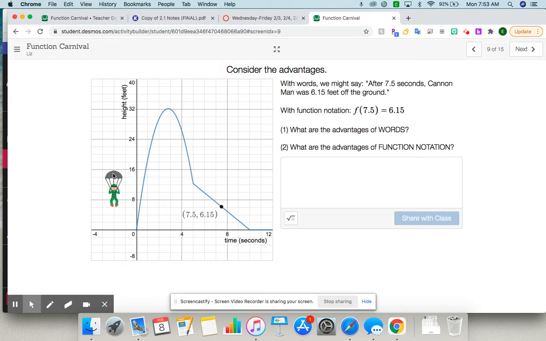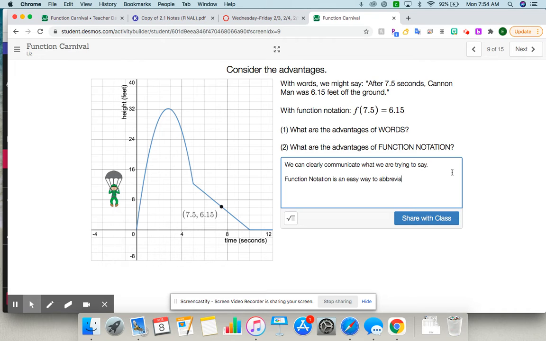We can consider the advantages of function notation. In terms of advantages of words, we can clearly communicate what we are trying to say. In this case, after 7.5 seconds, Cannon Man was 6.15 feet off the ground. However, function notation is an easy way to abbreviate this same statement and allows us to easily compare two or more statements.